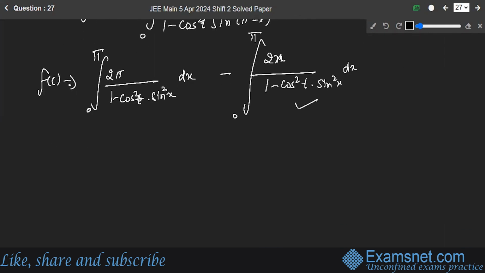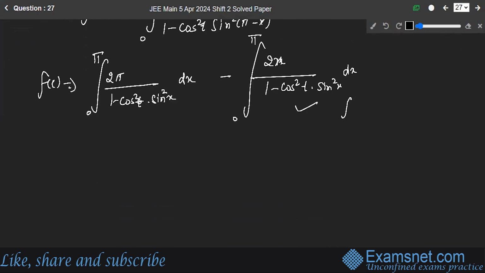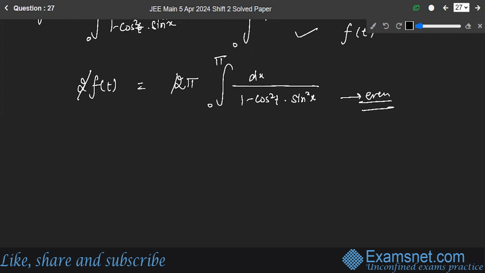Okay, so this is nothing. See, this is your f of t only. So this becomes your f of t. This makes it twice of f of t is equal to twice pi. I'm taking this outside, dx upon 1 minus cos square t into sine square x. This limits 2 and 2 will cancel. See, now this is an even function, right? So if this is an even function, you can write down f of t as 2 pi again.